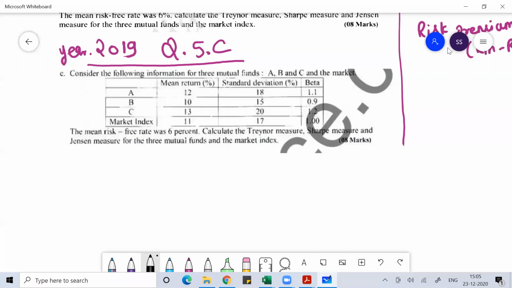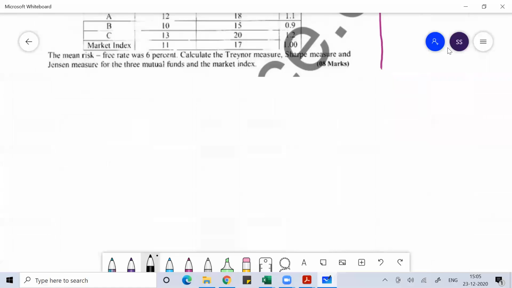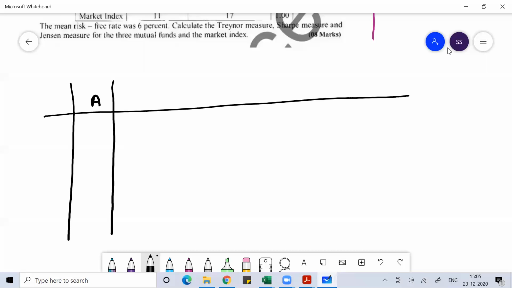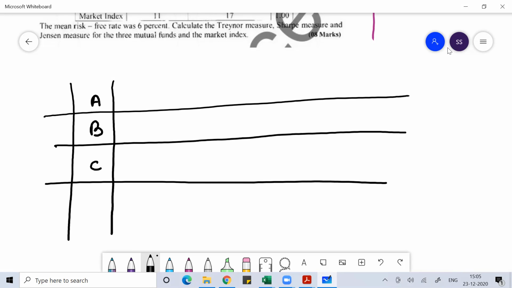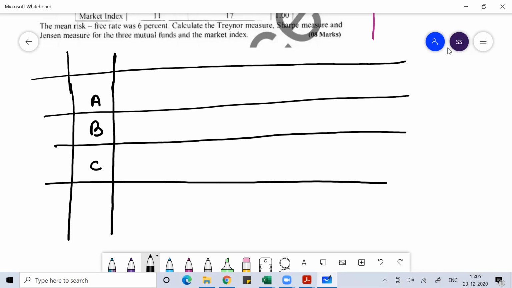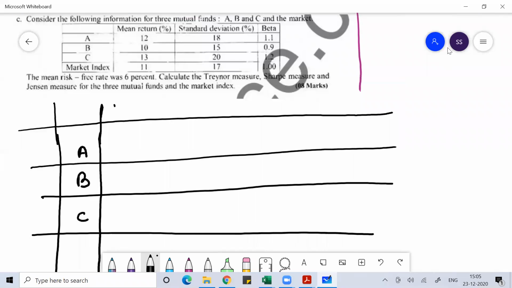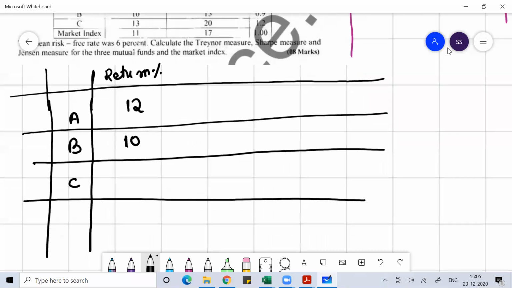So fine. Here let me talk about the three stocks. We have A, we have B, we have C. The mean return of ABC, the return in percentage, is given to you. That is 12, that is 10, that is 13.